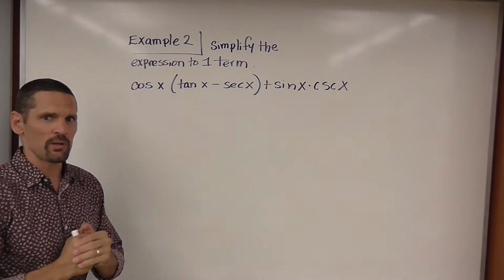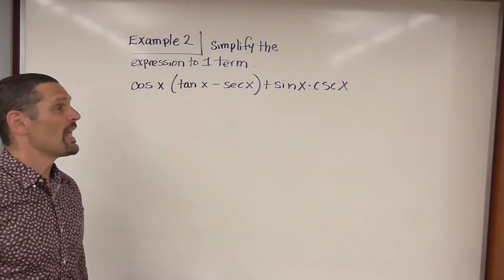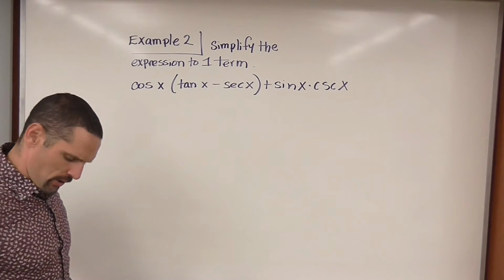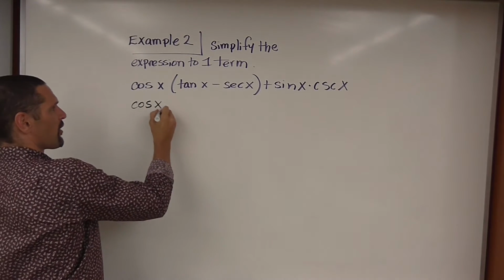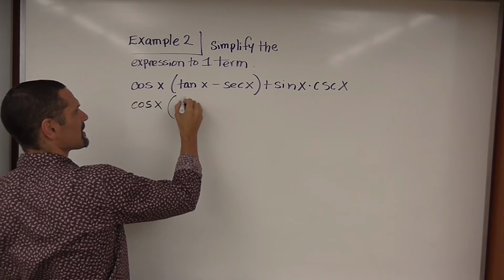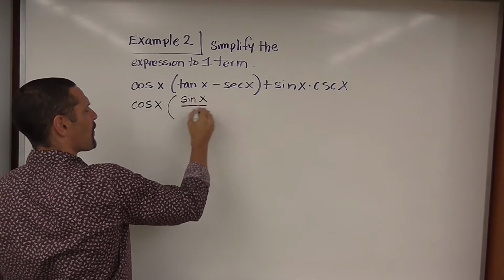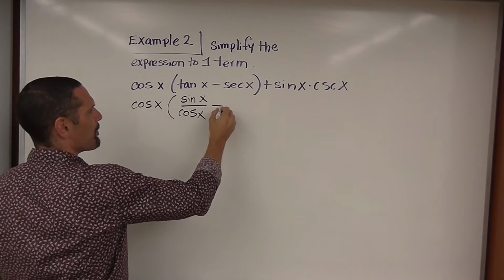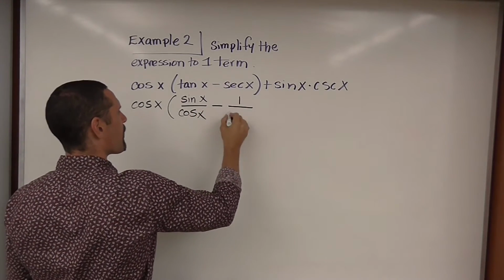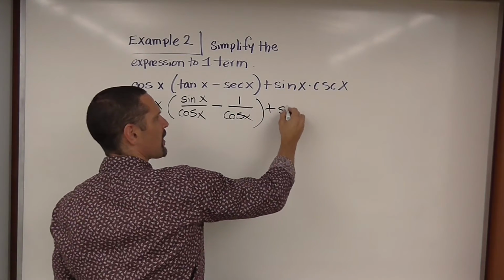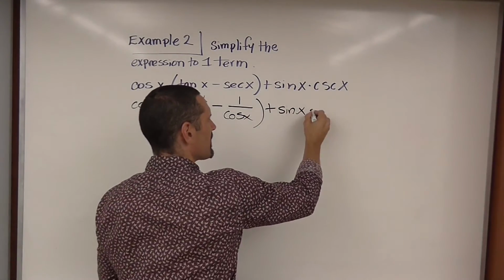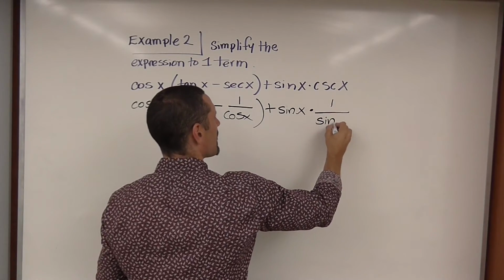In example 2, we're asked to simplify the expression to one term. One good technique we can use to do that is to write everything in terms of sine and cosine. So we keep this in terms of cosine because it's already there, but tangent is sine x over cosine x, minus secant is 1 over cosine x, plus, this is already in terms of sine and cosine, so we keep it, and this is 1 over sine x.